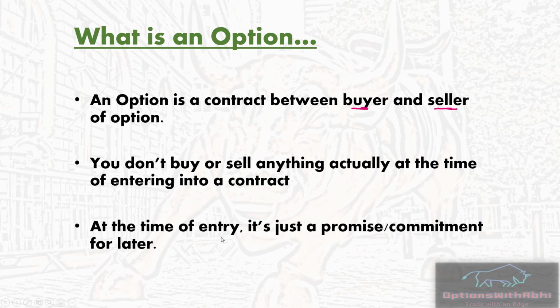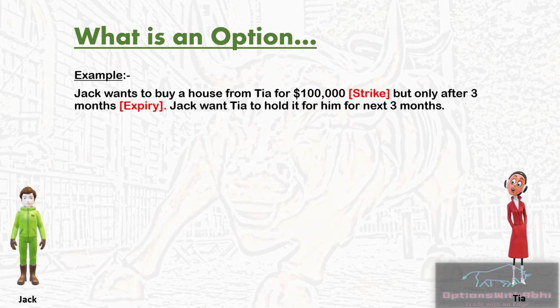At the time of entry, when you enter in the contract, it is just a promise and commitment for a later date. So, for example, today you're opening a contract, right? You're not buying or selling anything today. You're just entering into a contract that you will buy or sell something on a particular date, which will be in future. So let's try to understand with the help of example.